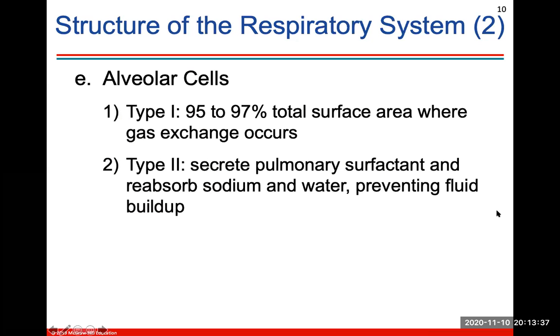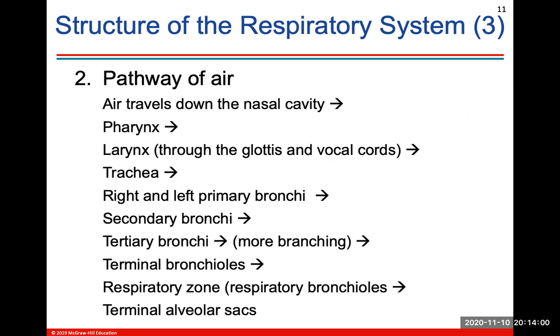You have two types of cells in the alveoli. Type 1 is about 95 to 97% of the total surface area, where the gas exchange occurs. And type 2 secretes pulmonary surfactant and reabsorbs sodium and water, preventing fluid buildup, and this surfactant will also help keep the alveoli from collapsing on themselves.